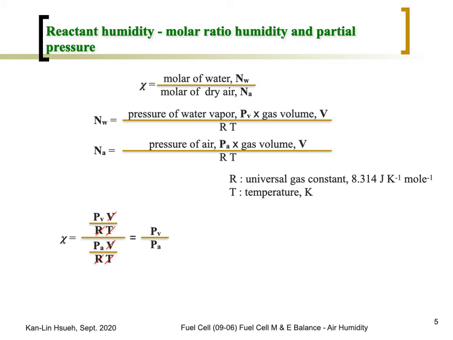So the Xi equals PV divided by PA, the partial pressure of vapor divided by the partial pressure of dry air. And the total pressure of the air side equals the vapor partial pressure plus the partial pressure of the dry air, so PA equals P minus PV. We can substitute this PA into the Xi equation. We end up with this: as long as we know the vapor pressure, we're able to calculate the Xi, the molar humidity.